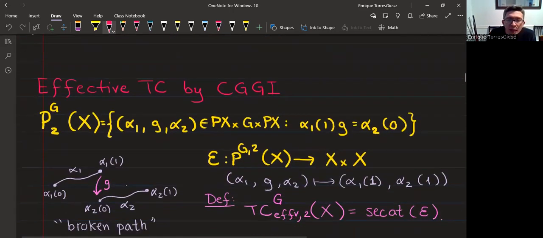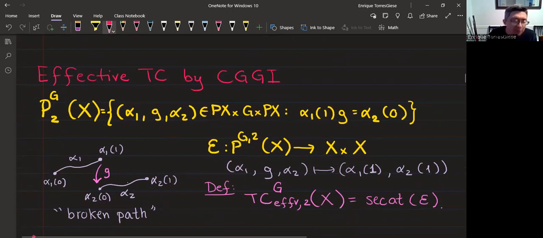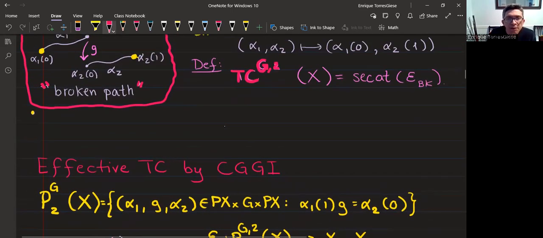Okay, that was refined by Cadavid, Gonzalez, Gutierrez, and Ipanaque just recently, only like a year and a half ago, roughly, perhaps less. They introduced the effective TC that they constructed. Instead of using only components, in this case paths, they also want to keep track of the group element that can be used to glue these broken paths. So I'm just going to scroll up to show you the difference again.